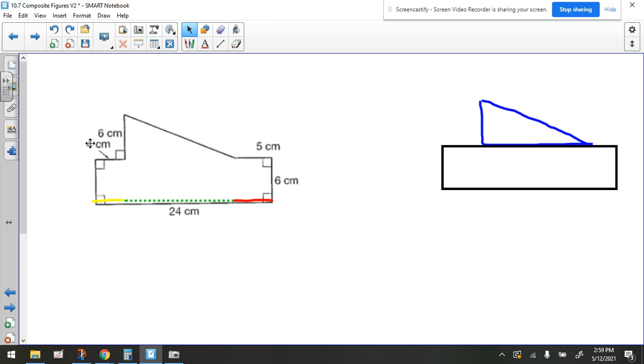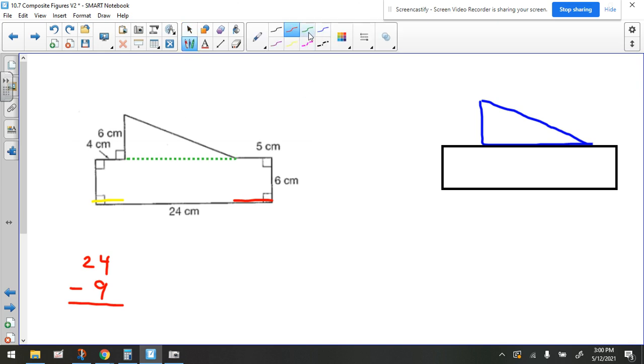So the next step is to add the 4 plus 5, which would be 9. And we have to subtract that from the length of this line to get the missing piece. So that means we're going to be doing 24 minus 9. When you get that, I want to remind you that that's going to be the base of your triangle. In case you forgot the formula for area of a triangle, it is half of the base times the height.